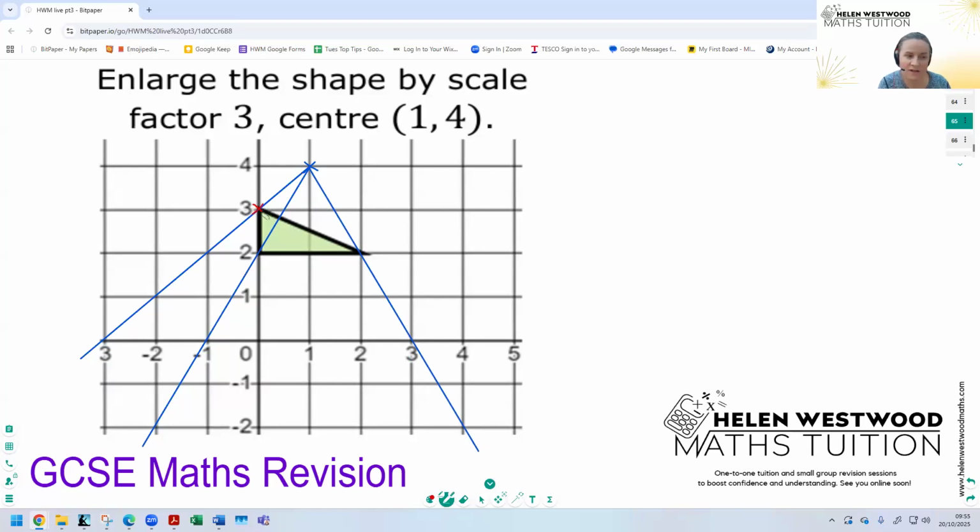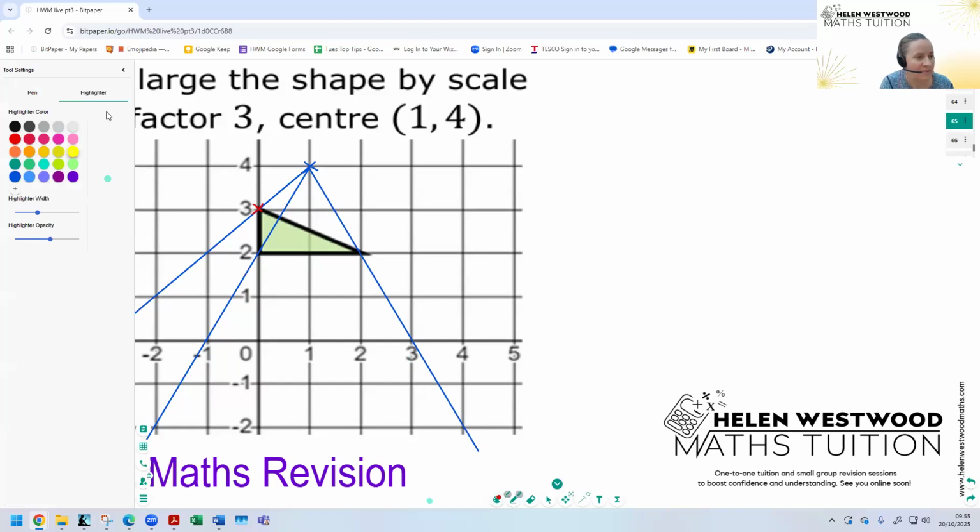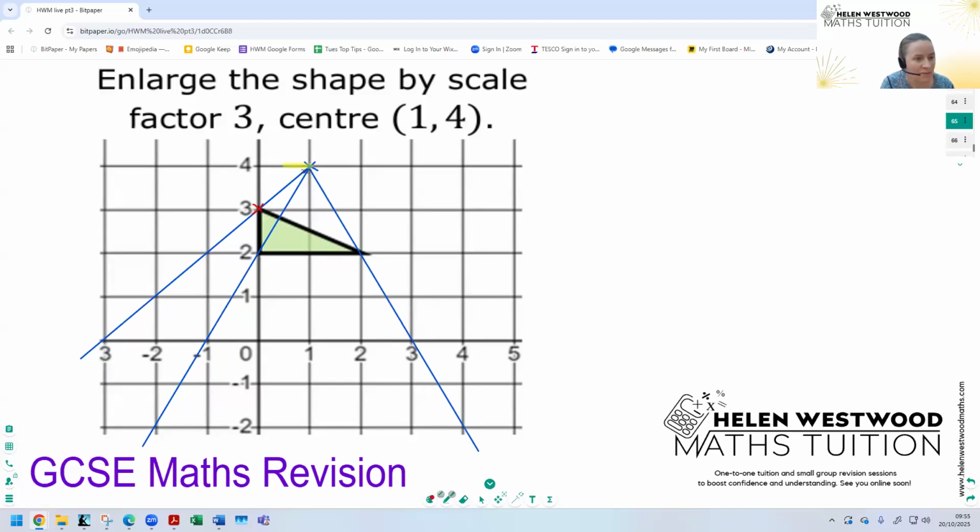If we look at this first corner here where I've put the red cross, we can see that to get from the centre of enlargement to that point, we go 1 across and 1 down. When we apply our scale factor of 3, we're going to go 3 across and 3 down, which gives us our point just there. This next corner where I'm putting the orange dot, we've gone 1 across, 2 down. So we're going to go 3 across and then 6 down.